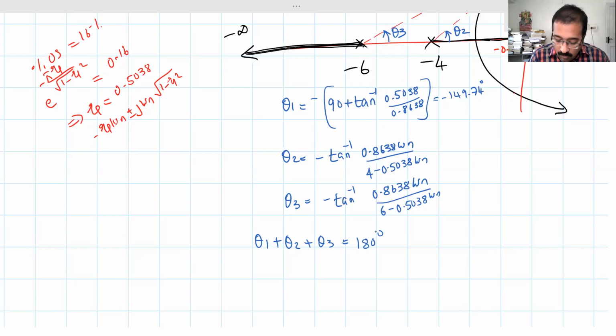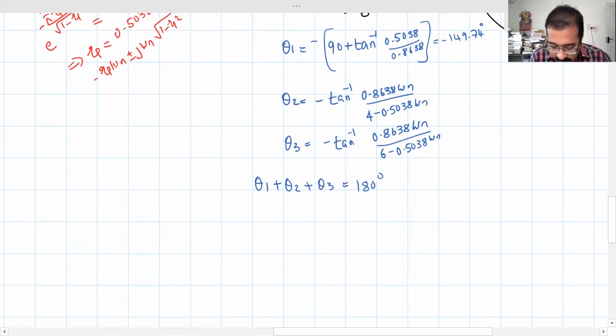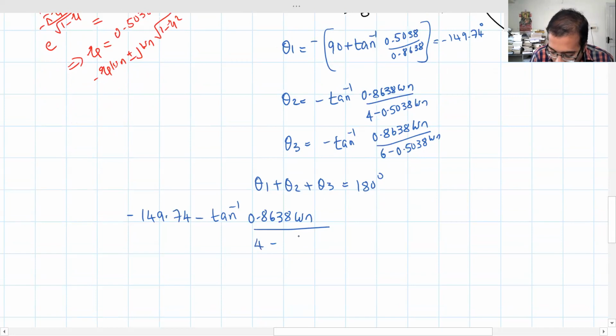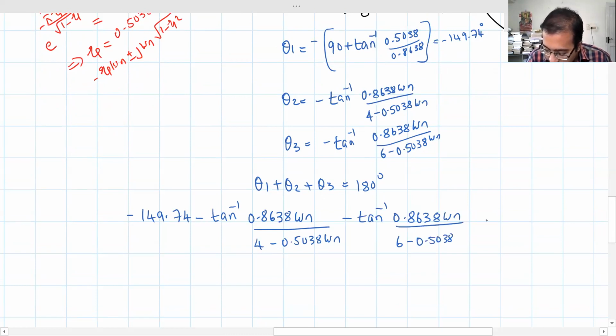Right. So if you substitute all these things, what will you get? Minus 149.74 minus tan inverse 0.8638 omega n divided by 4 minus 0.5038 omega n minus tan inverse 0.8638 omega n divided by 6 minus 0.5038 omega n must be equal to 180 plus or minus 180. Okay, it will be both one and the same only, right? So I will take here minus 180.